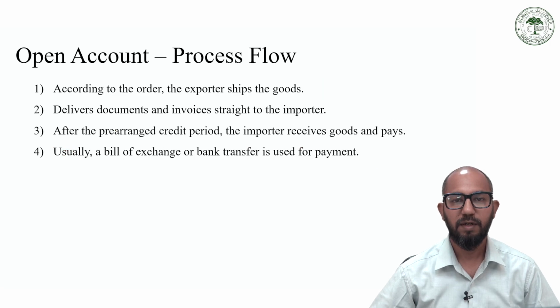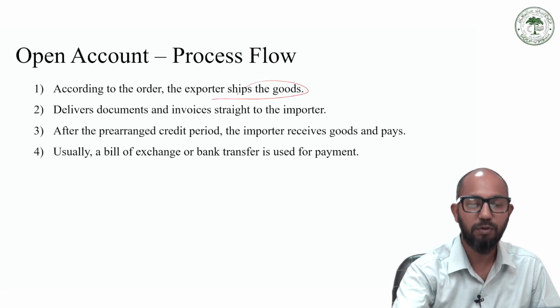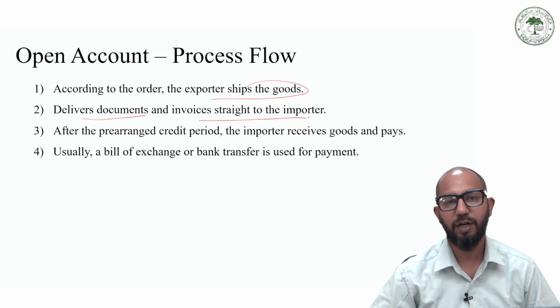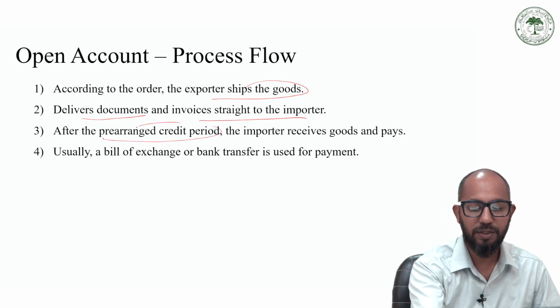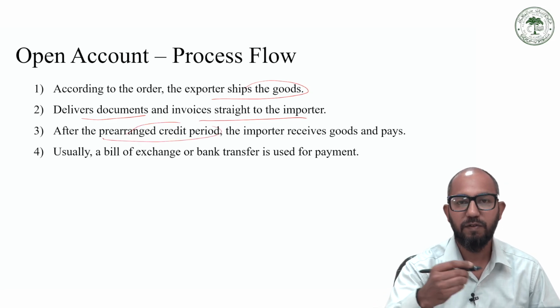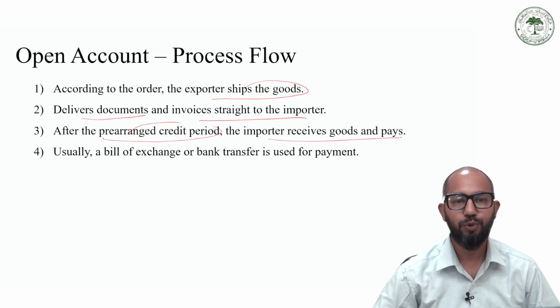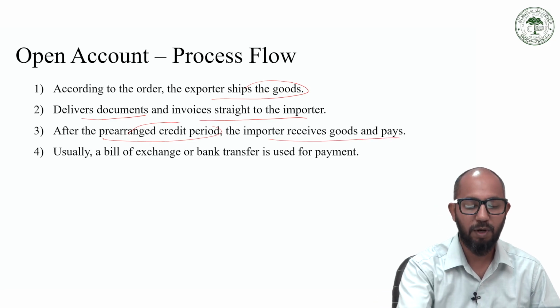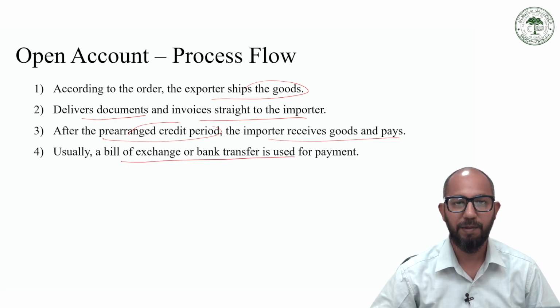What is the stepwise process of open account? First, according to the order, the exporter ships the goods. Then, delivery of the documents and invoices straight to the importer happens, after which a pre-arranged credit period is decided, and when it is completed, the importer receives goods and pays. Usually, this can also be done through a bill of exchange or bank transfer for the final mode of payment.